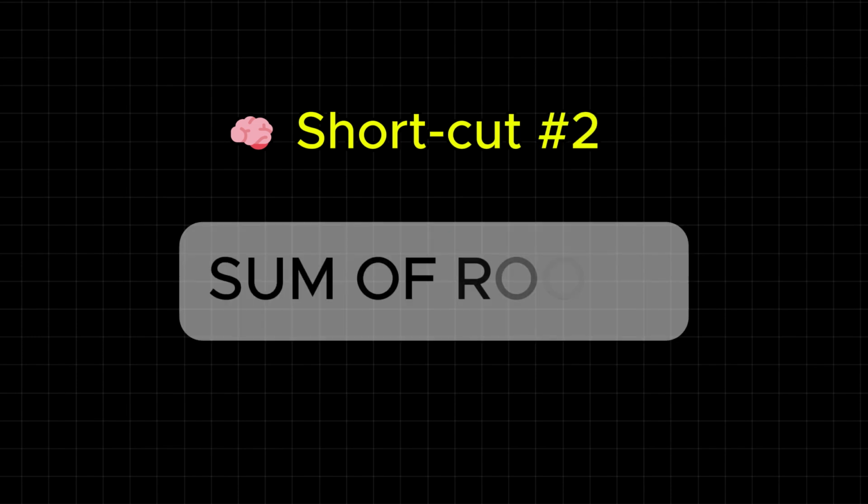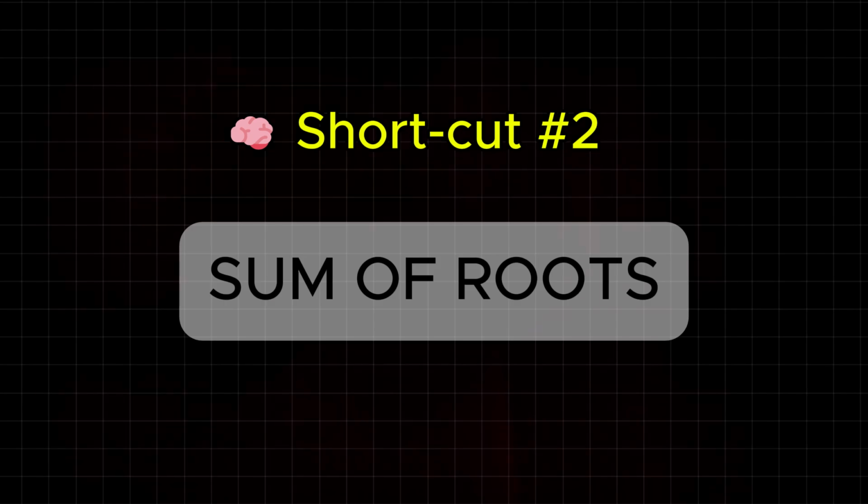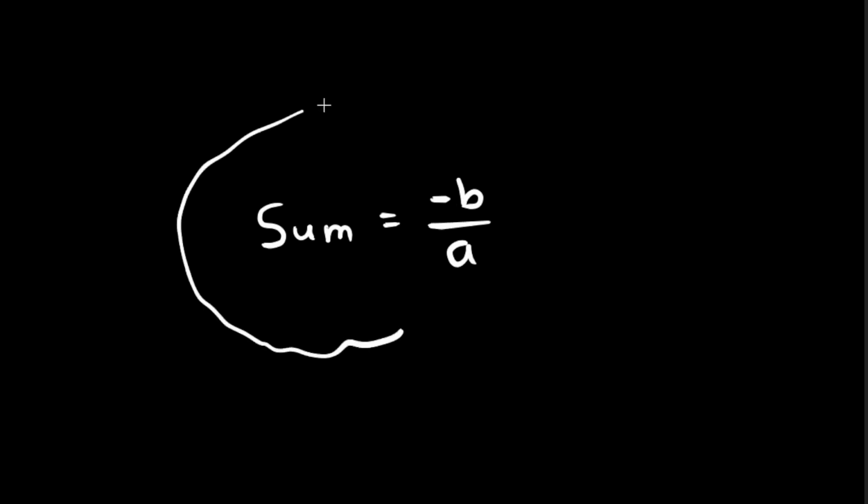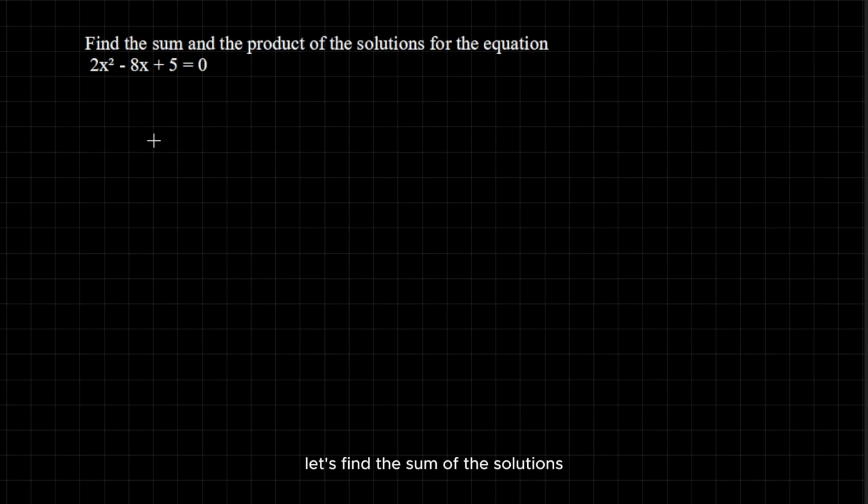Shortcut number 2, finding the sum of the solutions for a quadratic equation. When the SAT asks for the sum of the roots, you do not need to solve for x. The formula is simply sum equals negative b over a. Let's see how to apply this to a real exam question. Let's find the sum of the solutions for this quadratic equation.